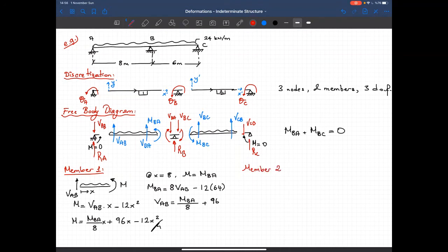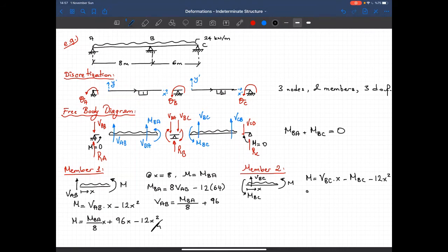Member 2. Let's draw the free body diagram again. That's x. So we have a moment. I got MBC here and VBC. Okay, and from that free body diagram I obtain my moment equation as M equal to VBC times x minus MBC minus 12x squared.